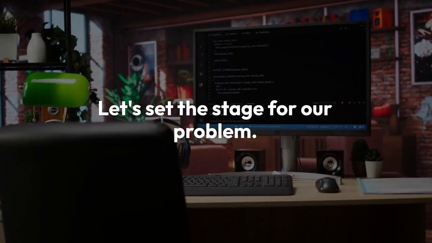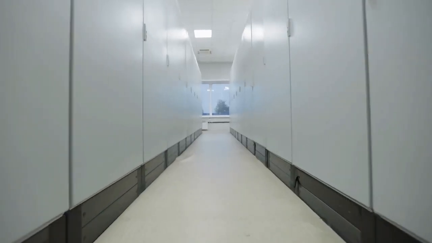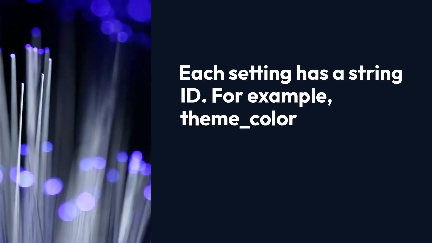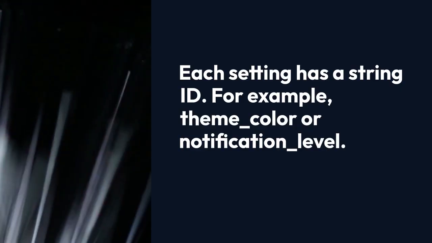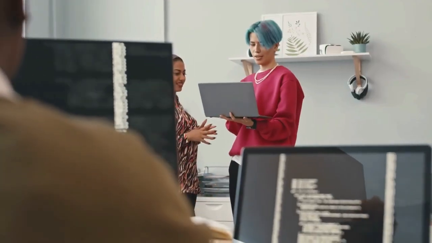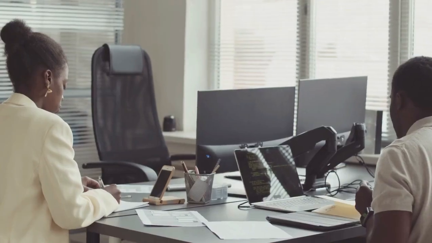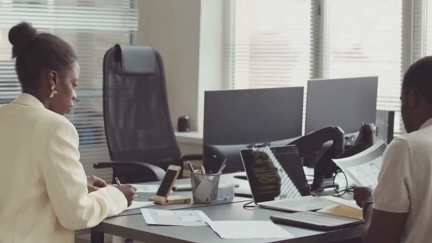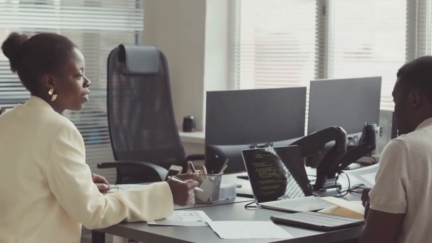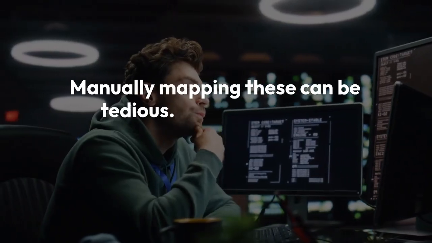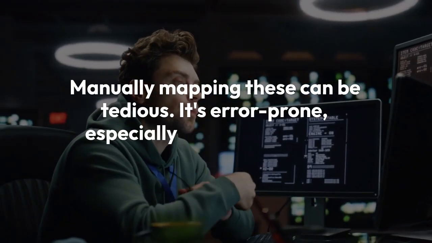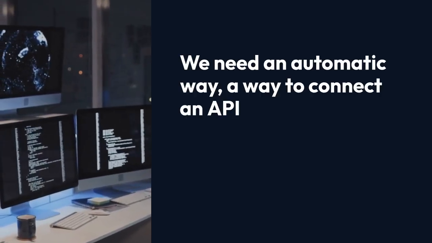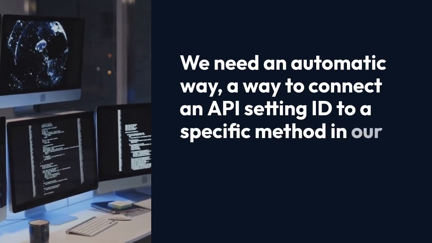Let's set the stage for our problem. Picture a system. It has many configurable settings. Each setting has a string ID. For example, theme_color or notification_level. In your Python application, you might have methods. These methods handle specific setting changes, like set_theme_color or update_notification_level. Manually mapping these can be tedious. It's error-prone, especially if settings change often. We need an automatic way. A way to connect an API setting ID to a specific method in our class.